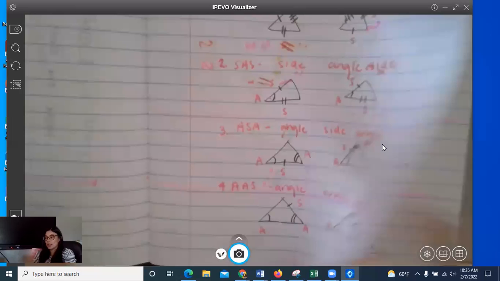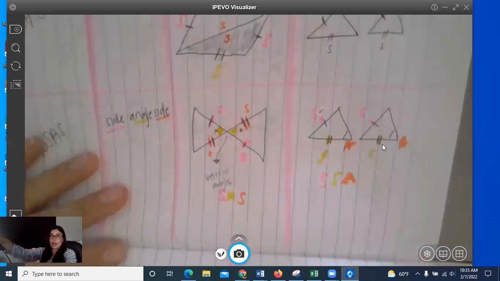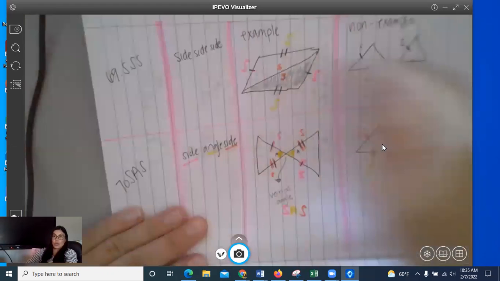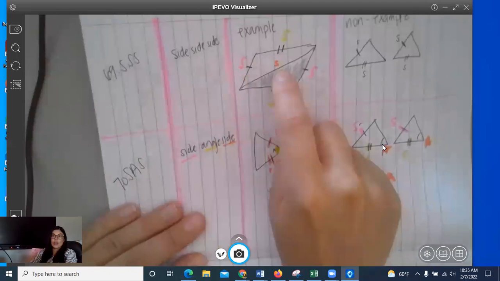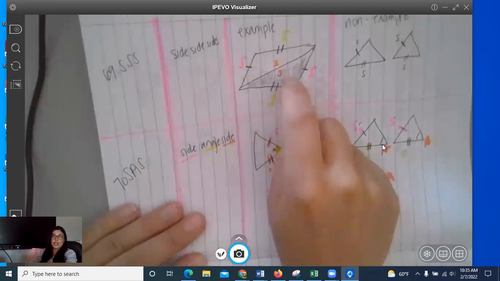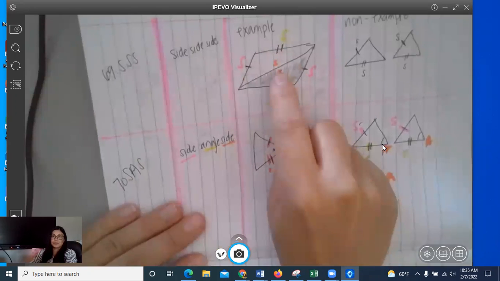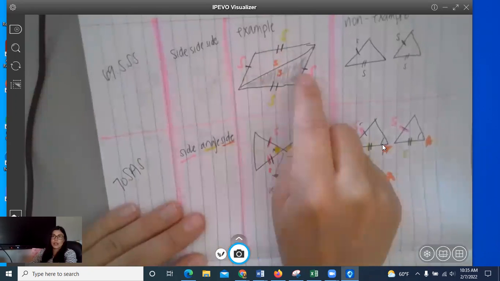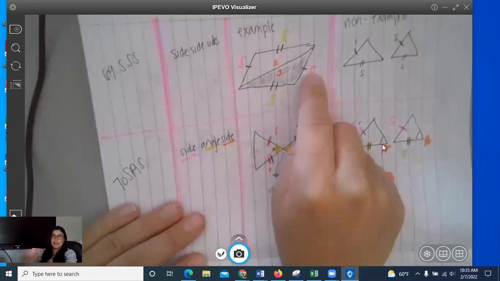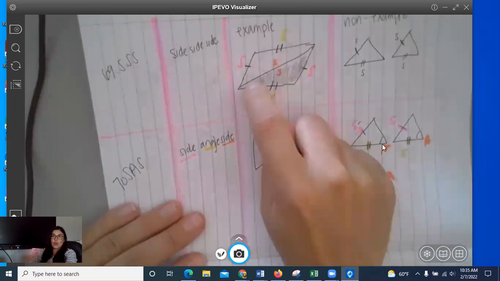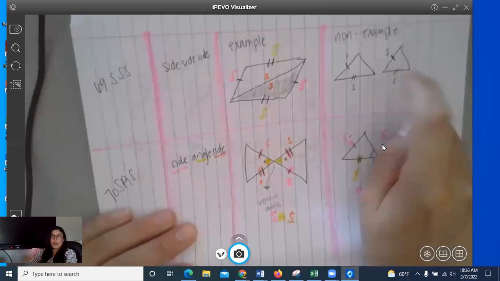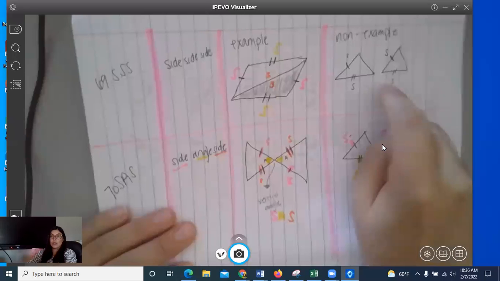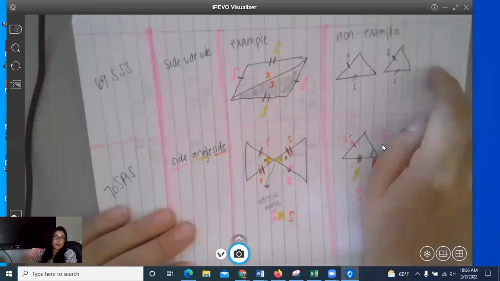This is page 68. SSS is side, side, side. I made 8 boxes here, 2 rows, 4 columns. This is SSS, side, side, side. Here on this one, I colored it so you can see that there are 2 triangles here. We have the one tally, S there. Then in yellow, these are S's. This orange one, they share the same side, so it's going to be congruent. This would be a non-example where you didn't have the third side and they didn't tell you any information for the third side.